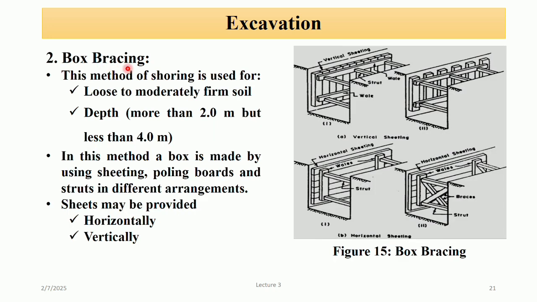Number two, box bracing. This method of shoring is used for loose to moderately firm soil and depth. The depth should be more than 2 meters, up to 4 meters. In this method we make a box from sheeting, polling boards, and struts. The sheeting may be vertical; you can see in this figure the sheets are provided vertically. The sheeting may also be horizontal; you can see in this figure the sheets are provided horizontally.